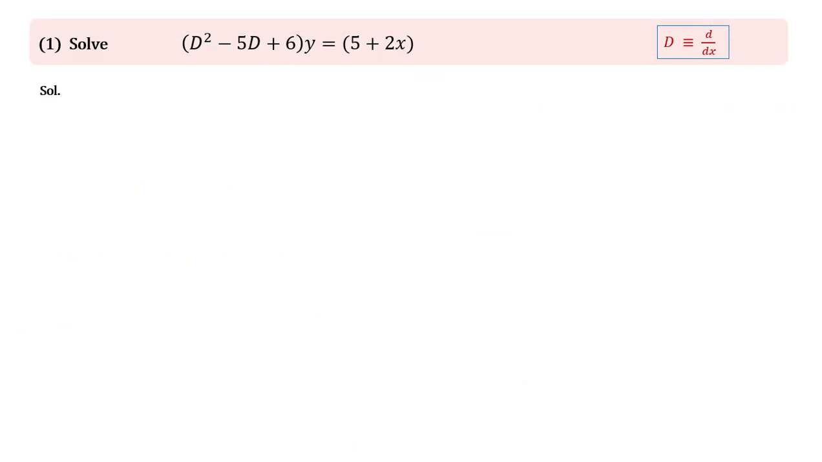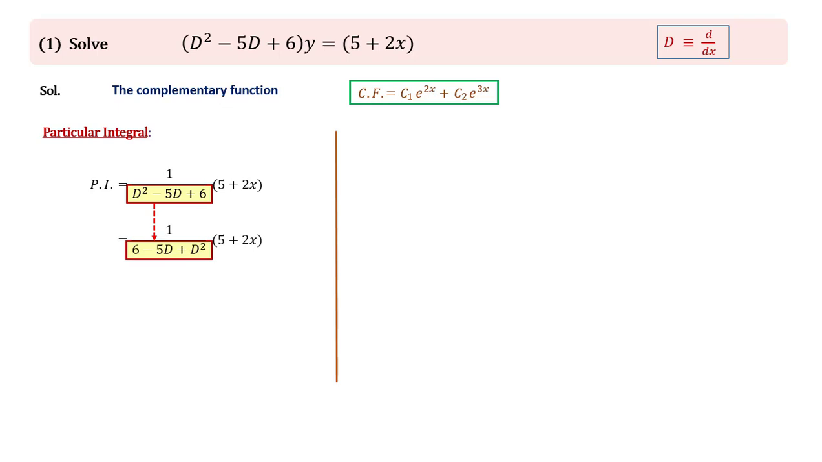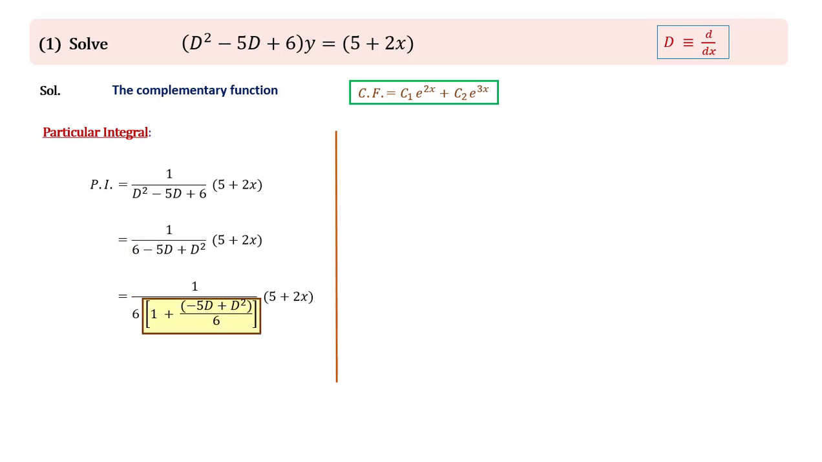First question, the complementary function of the given differential equation is c1 e power 2x plus c2 e power 3x. Now we will find the particular integral of the given differential equation. Here, first we will write the denominator in ascending powers of D. Now in the denominator, we take common the lowest degree term, which is 6, and we get. Now take this term in numerator and then we will get.